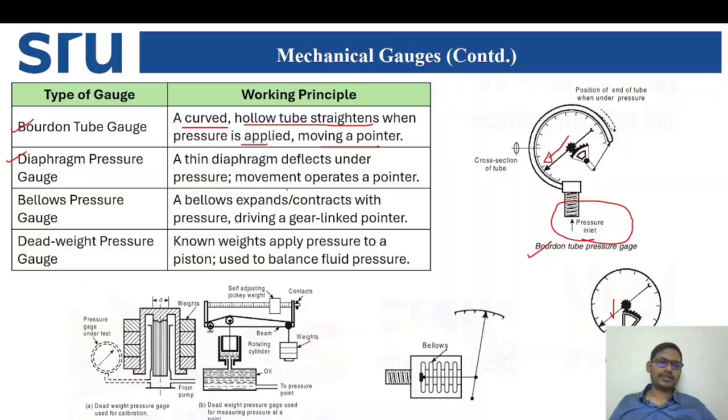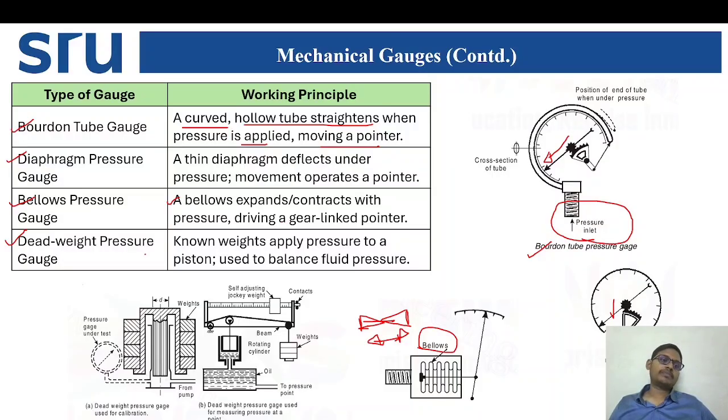Movement operates a pointer. And the bellows pressure gauge is nothing but a bellows that expands and contracts with pressure, driving a gear-linked pointer. Where is the bellows? This one. This is a bellows pressure gauge. You see, they will expand, that means they will expand or they will contract with pressure, driving a gear-linked pointer.